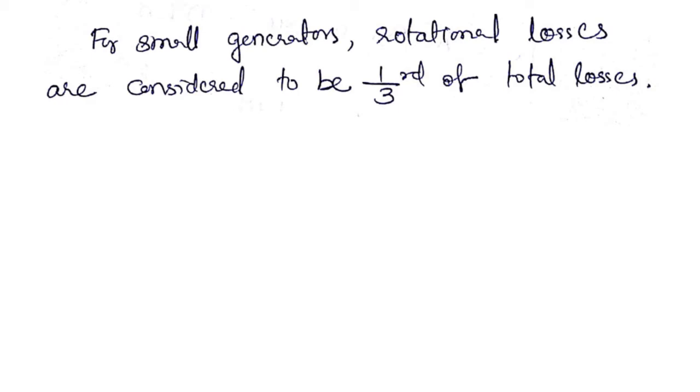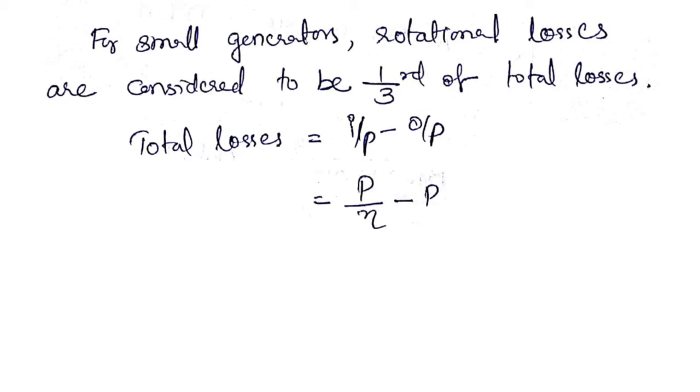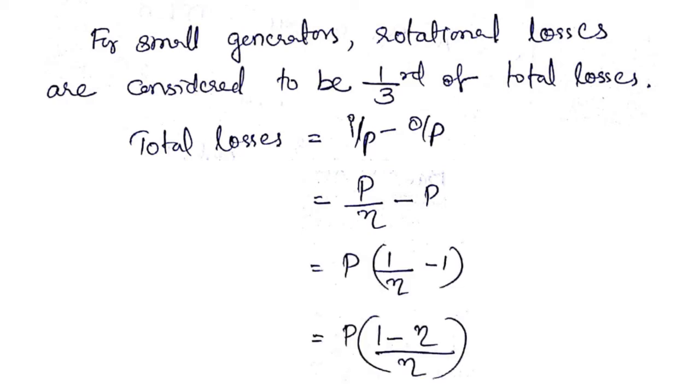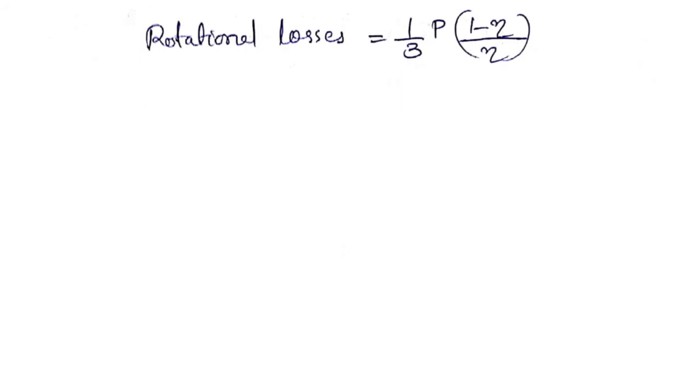So if you know the total losses, we can assume that the rotational losses is equal to 1/3 of total losses. So total losses is equal to input minus output. That is, input is P by efficiency, output is P. P by efficiency minus P. By rearranging this, you will get P into 1 minus efficiency divided by efficiency. So we have obtained the expression for total losses. So the rotational loss is equal to 1/3 of the total losses.